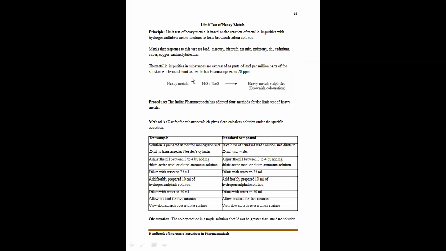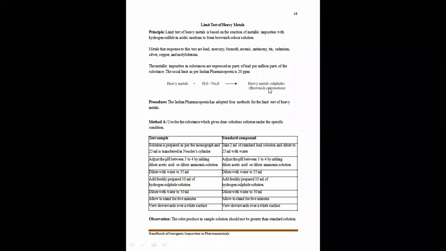Simply, these heavy metals react either with hydrogen sulfide gas or with sodium sulfide to produce a brownish colored heavy metal sulfide complex. And this heavy metal sulfide complex gives the brownish coloration by forming a sulfide complex with that heavy metal. Now, the procedure which is to be followed for the determination of the limit test of heavy metal.